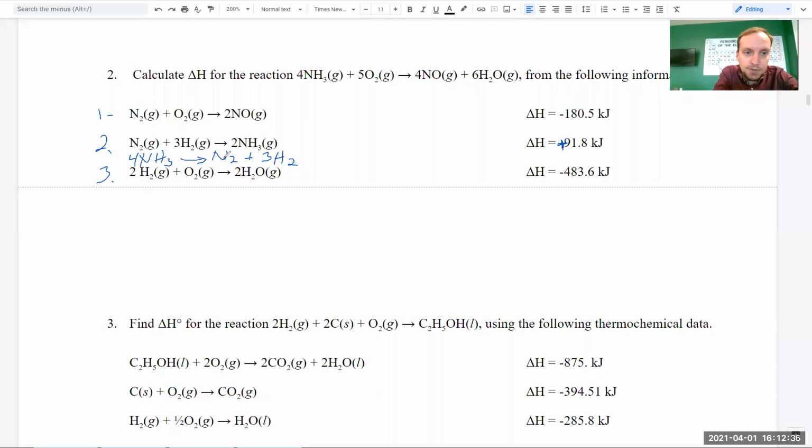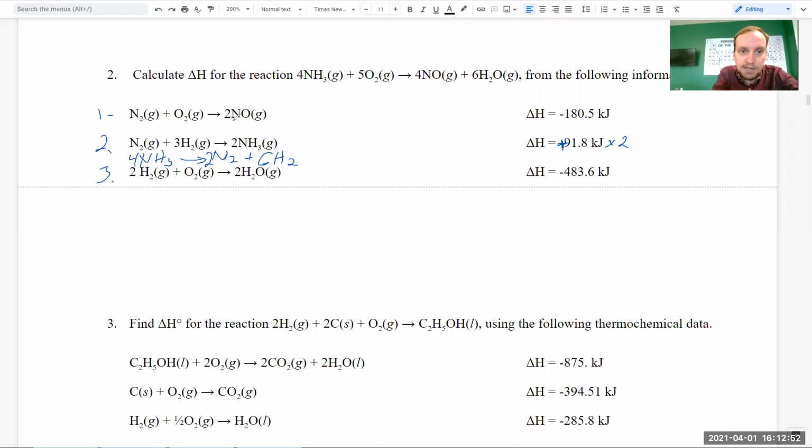And this will become 2 because it was a 1. And this 3 will, of course, become a 6. Now, when I did that, I also need to multiply this by 2 because I multiplied everything else in the reaction by 2. Okay, back to reaction 1.